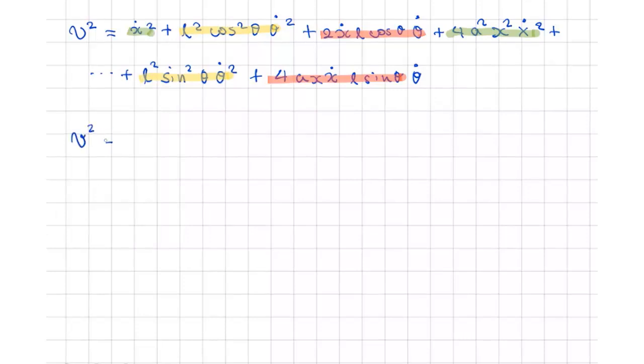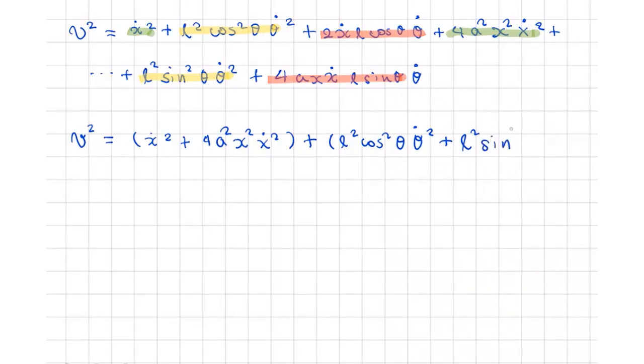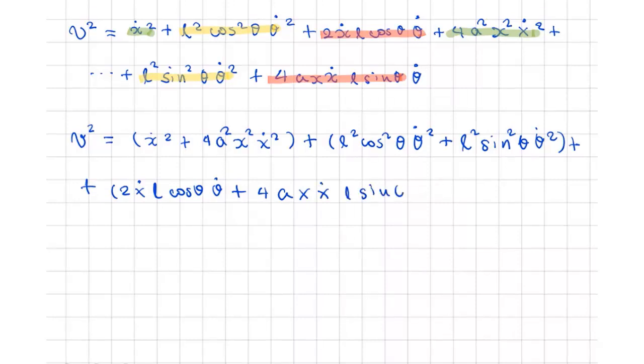So if we do that, we get v squared is equal to x dot square plus 4a square x square x dot square plus L square cosine square of theta dot square plus L square sine square of theta dot square plus 2x dot L cosine of theta dot plus 4ax x dot L sine of theta dot.